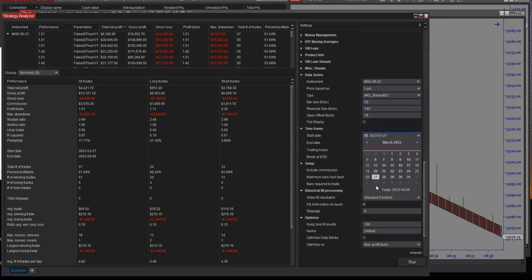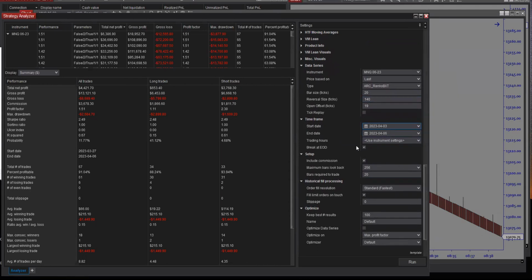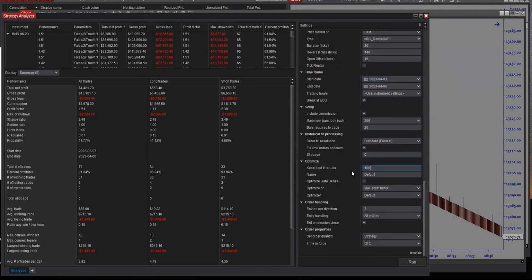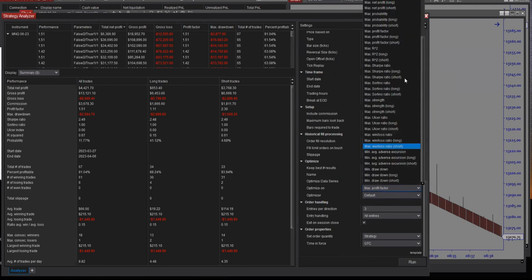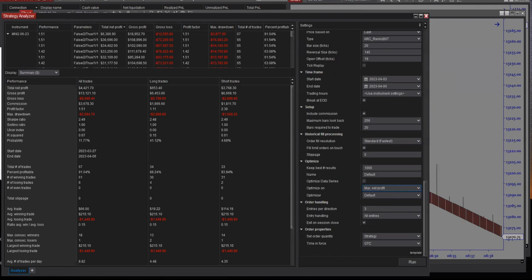And let's just run it for this week. Just see the last couple days, right? I'm just showing it to teach. This is not, here, take this template and run with it. I'm just showing this to teach. Break it end of day. I'm going to keep 1,000 iterations just to see what the best results are. I can optimize for net profit and then ultimately exit on session close, right?